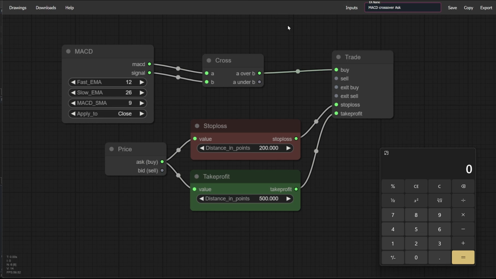Hello traders, today I'm going to walk you through how to set your stop loss and take profit. We're using a simple MACD crossover strategy. Buy when the MACD line crosses above the signal line. From there we place the take profit 500 points above the entry and the stop loss 200 points below.